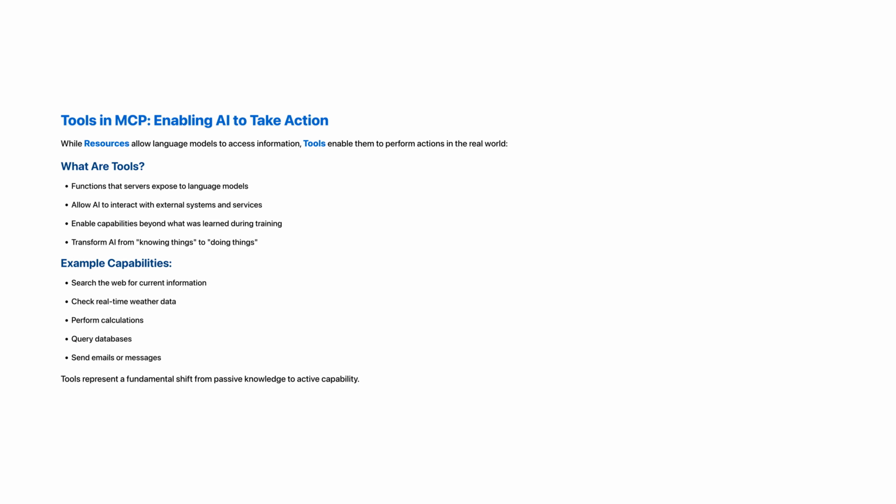So, we were just talking about resources in MCP, which help language models access shared information. But I'm really curious about tools. From what I understand, they let AI actually do things rather than just know things, right? Like, that seems like a huge leap forward.